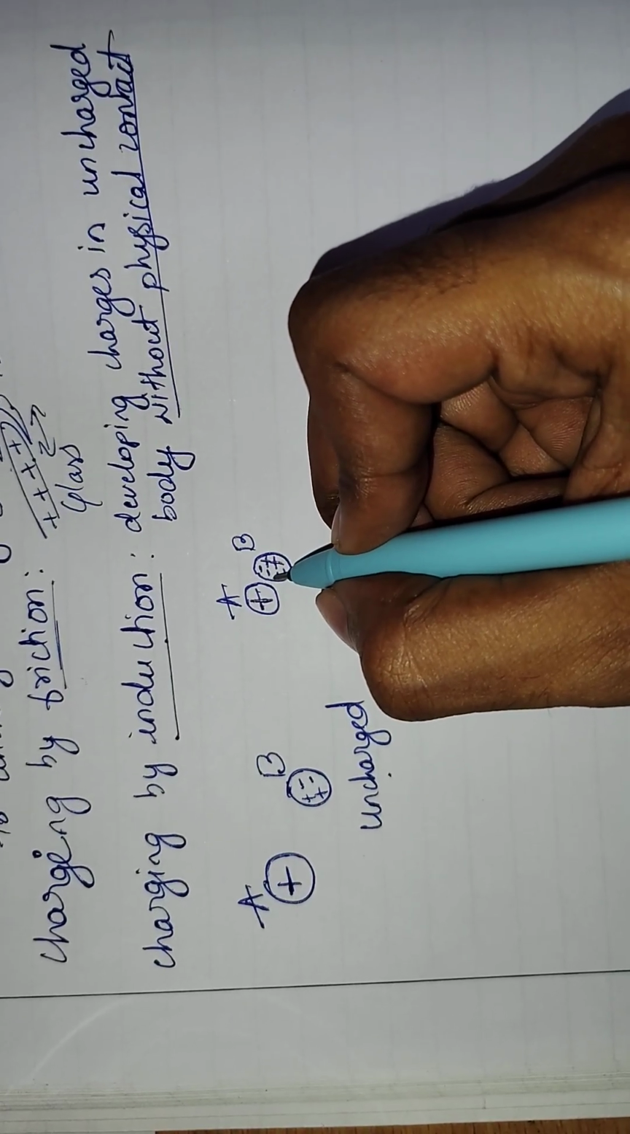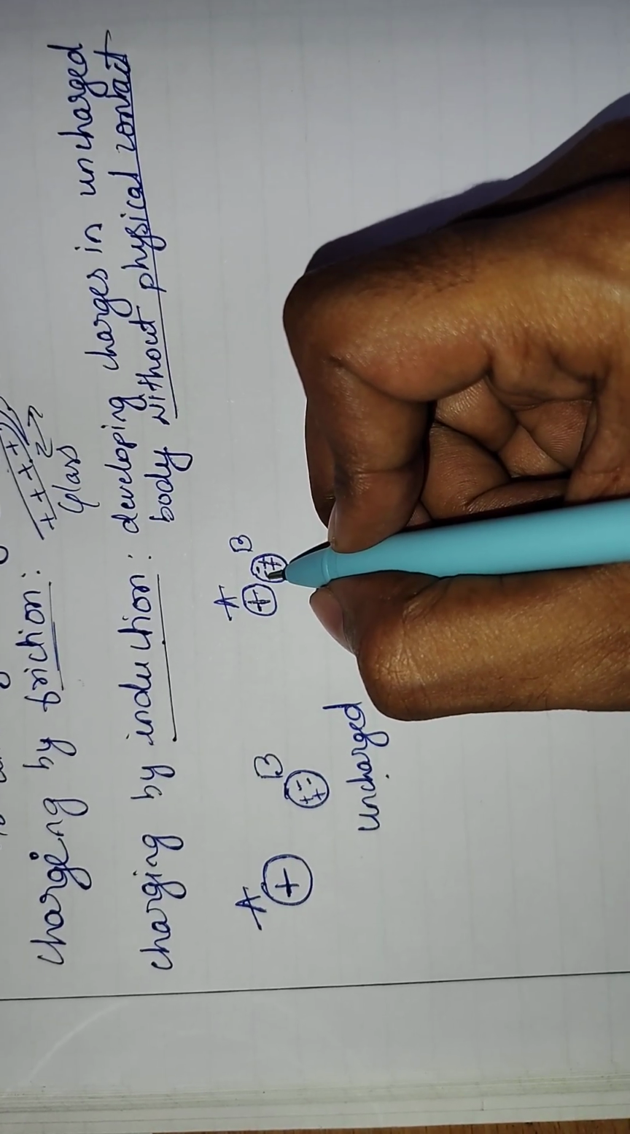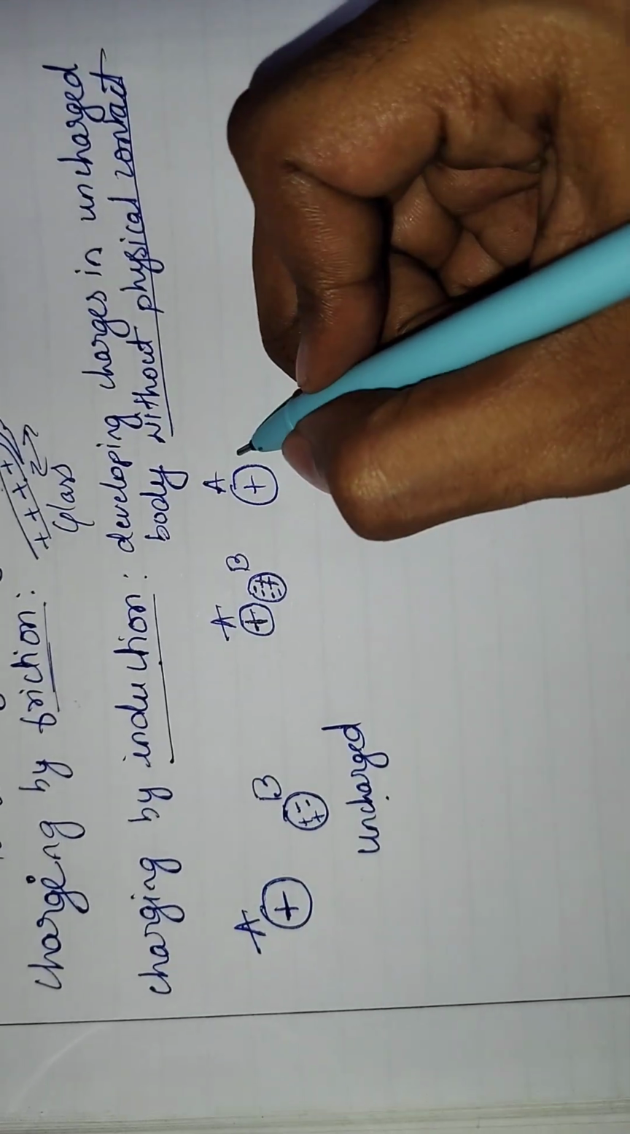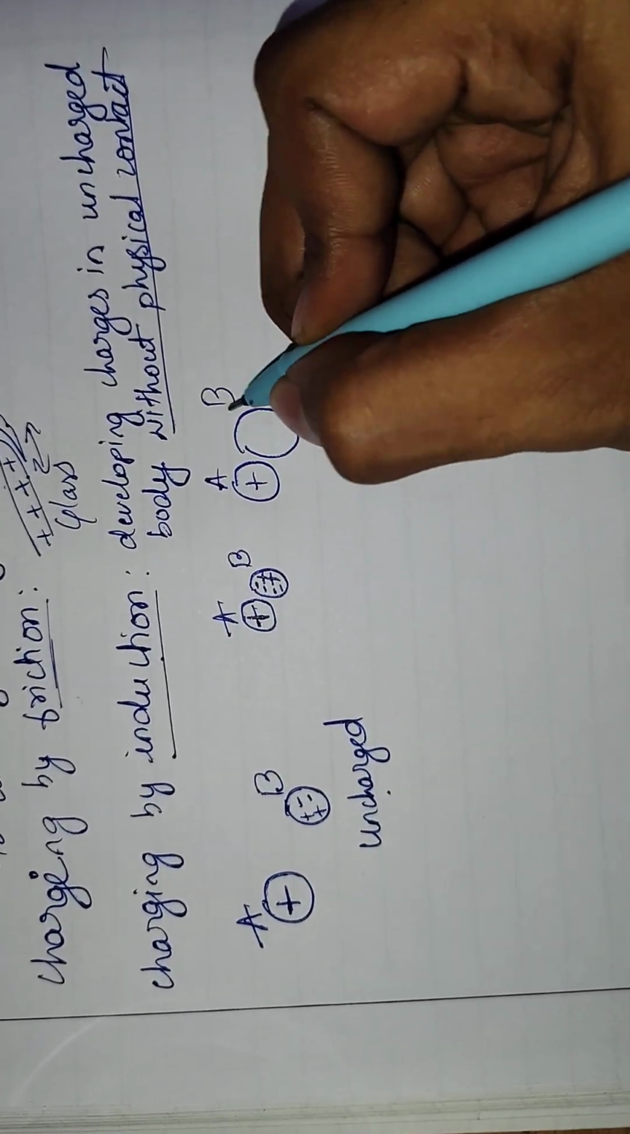You do not touch these bodies but bring them as close as possible. Now in stage 3, what you do is you have body A here and body B here.